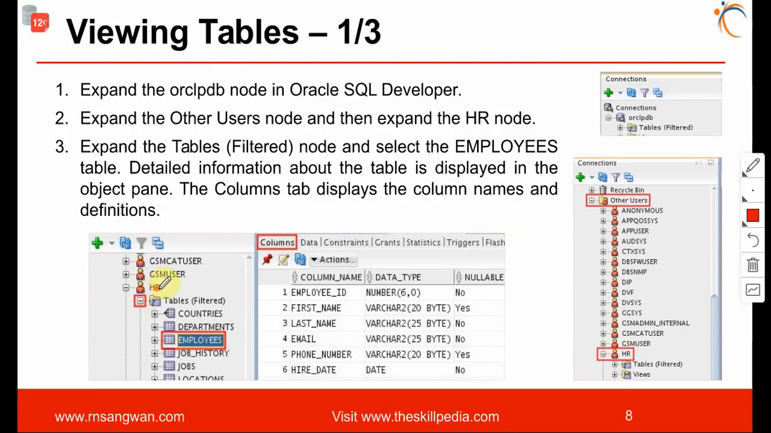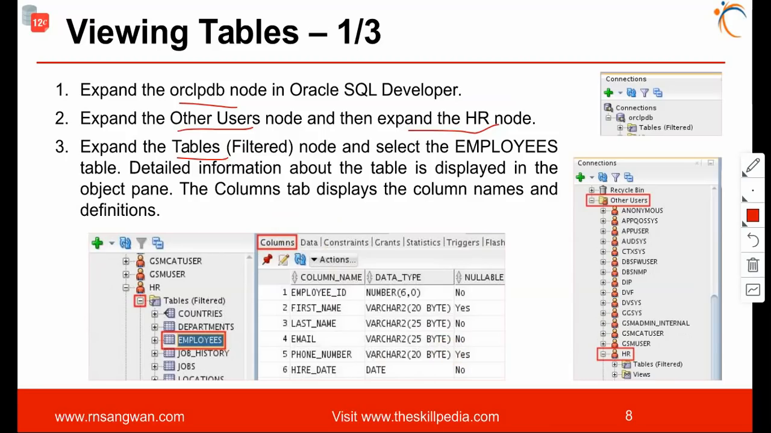Viewing tables, we have seen that. Click on the schema, expand the ORCL PDB node, expand the other users node, expand the HR node, and then under the HR node you see the tables. Expand the tables node, right? And then you click on the table you want to see. For example, employees. You click on the columns, you see the employee columns. You click on the data, you see the data. You click on the SQL, you see the DDL for this. All right.